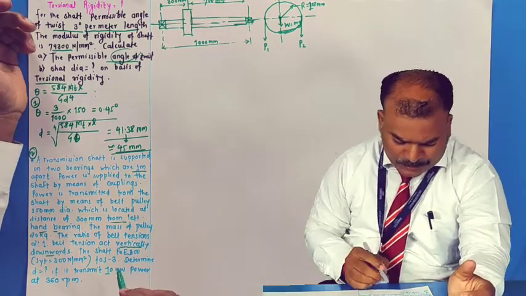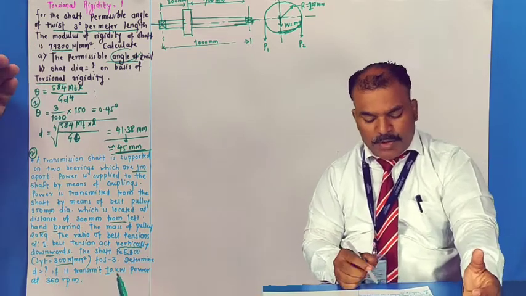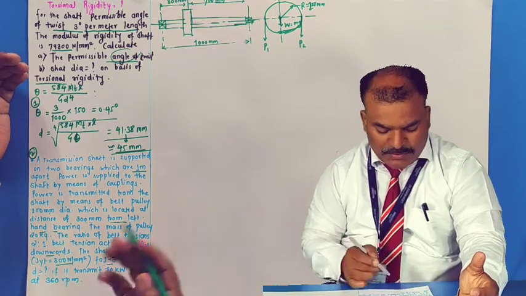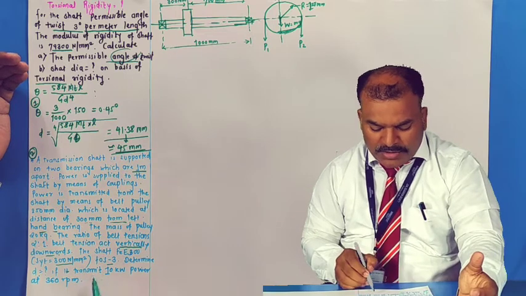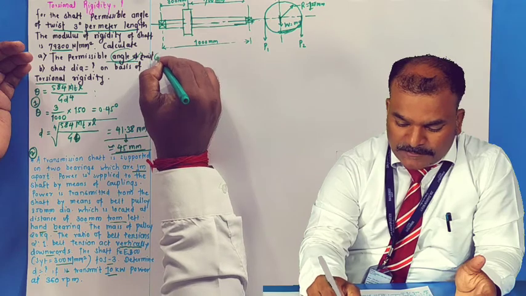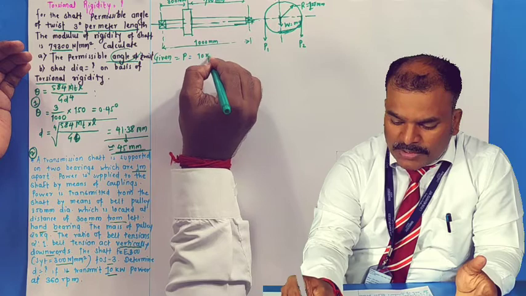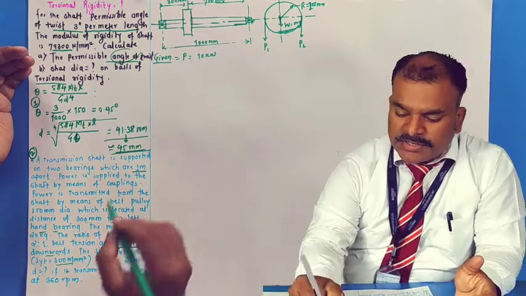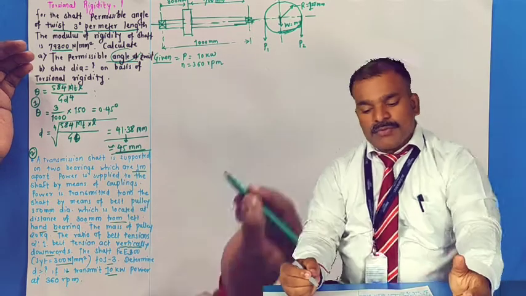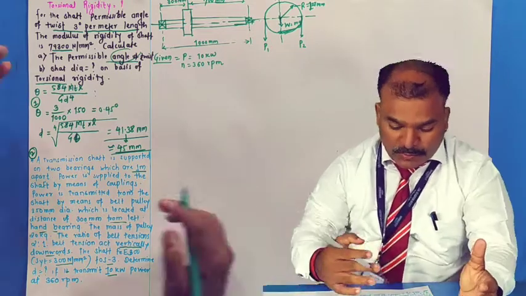Then the shaft is made of steel, of course, yield strength 300 Newton per mm square, and factor of safety 3. Determine the diameter. Of course, the diameter we need to calculate if it transmits 10 kilowatt power. So given data, power 10 kilowatt at 360 rpm. So these are the things which we must know.